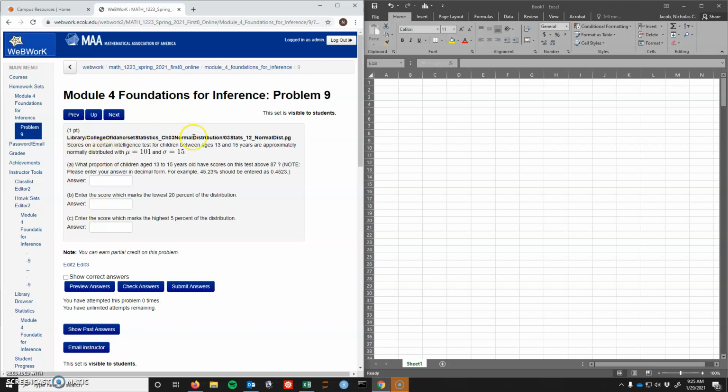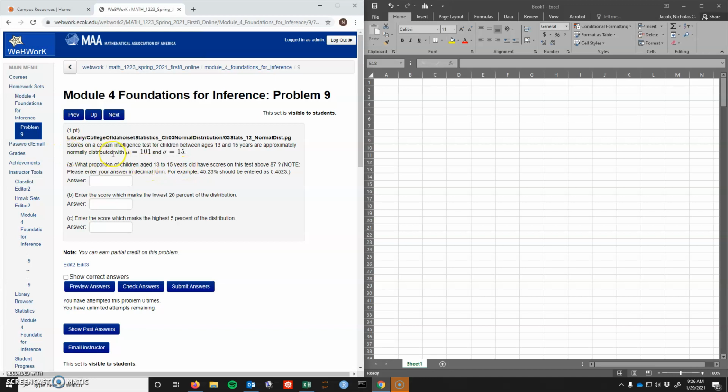Scores on a certain intelligence test for children between 13 and 15 years are approximately normally distributed with mu equals 100 and sigma equals 15. So mu is the mean, sigma is the standard deviation, and this is the population standard deviation. Will be important for us a little later.